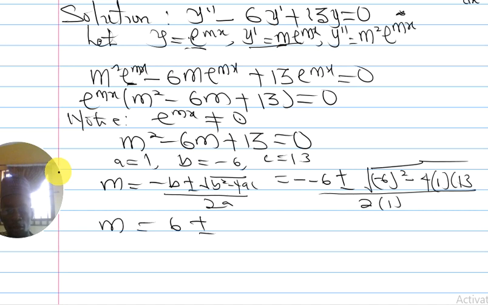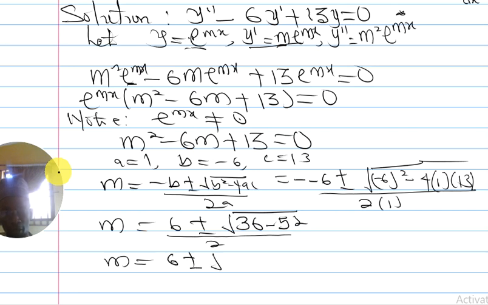We can have this one be 6 plus or minus square root of, minus 6 times minus 6 is 36, minus 52. This one is 52, right? Over 2. My m here can be 6 plus or minus, this one will give us 36 minus 52, which is minus 16, over 2.